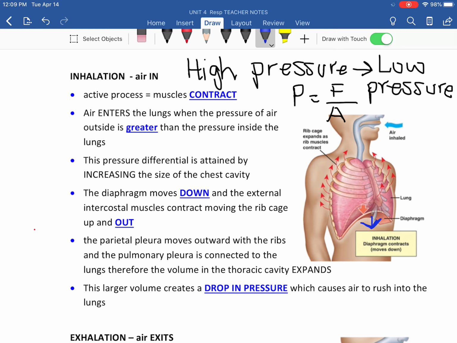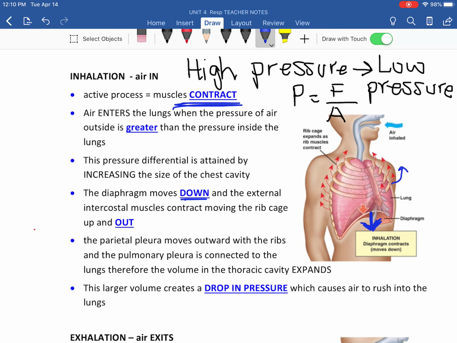So starting here with inhalation. Breathing in is an active process, which means muscles contract during this time. The diaphragm is going to contract, and when it does, it moves down, right? The muscle fibers actually shorten, which causes the diaphragm to flatten out and move down. The intercostal muscles contract, which causes the ribs to move out and consequently up a little bit, which increases the thoracic cavity. So the intercostals move out and up.